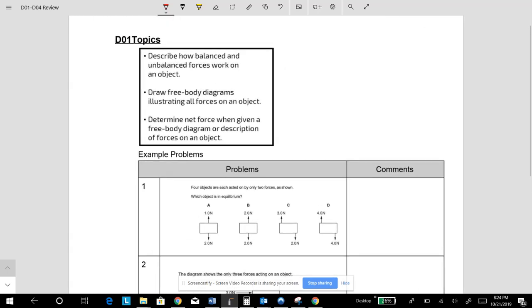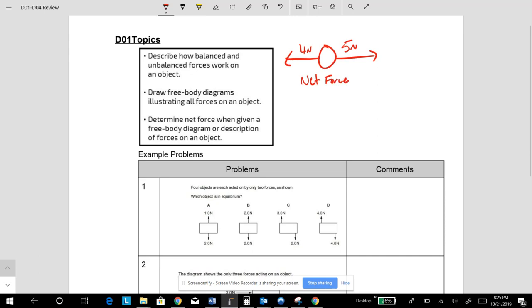D01 goes over free body diagrams, as we talked about before. Free body diagrams are basically diagrams that use arrows to define force, kind of like vectors. With each one, you should have a value. So for example, I'll put 5 newtons and 4 newtons. And then you should be able, using these diagrams, to draw net forces. Net force is going to be the sum of all the forces added.